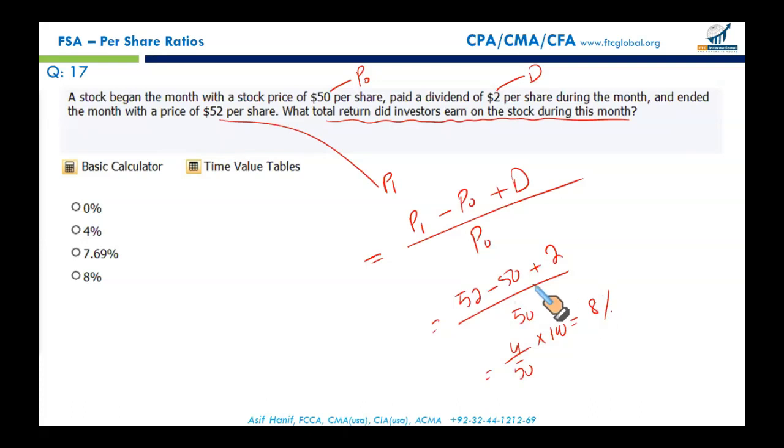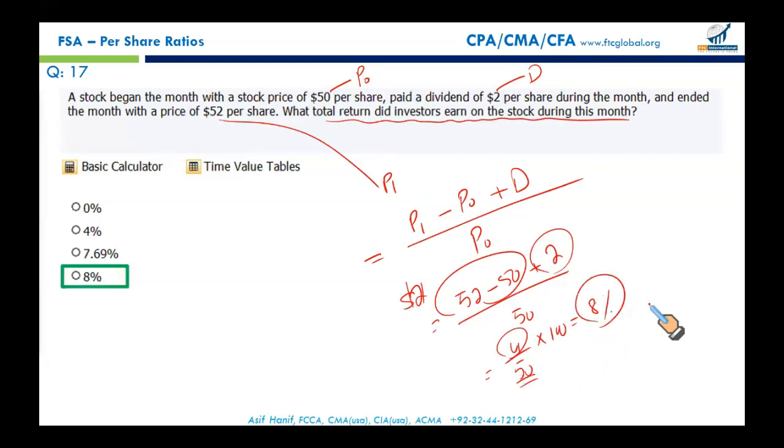You have made two types of returns from this investment. You have $2 of share price appreciation from 50 to $52, and you also earn $2 dividend. So total return is $4 based on the initial investment of 50. So the return is 8%. That makes D the correct option.